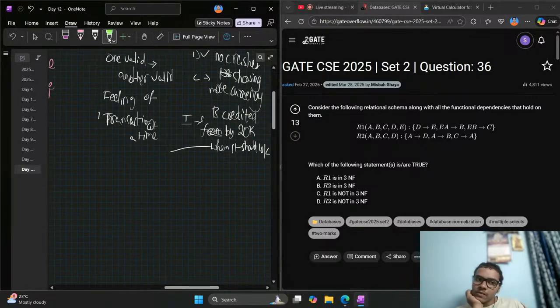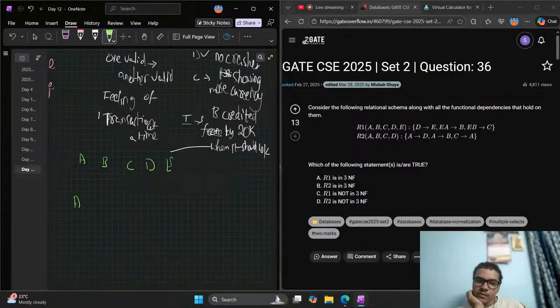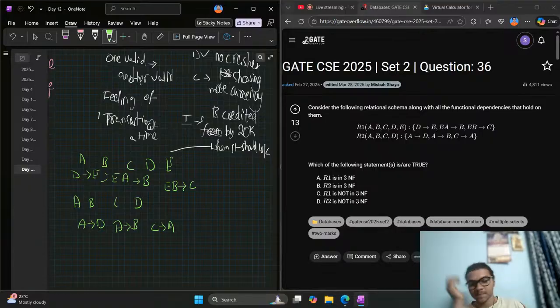Functional dependencies were given. So A, B, C, D, E, that's relation 1. D to E, EA to C, and A, B, C, D, D to E, EA to B, EB to C, A to D, A to B, C to A.